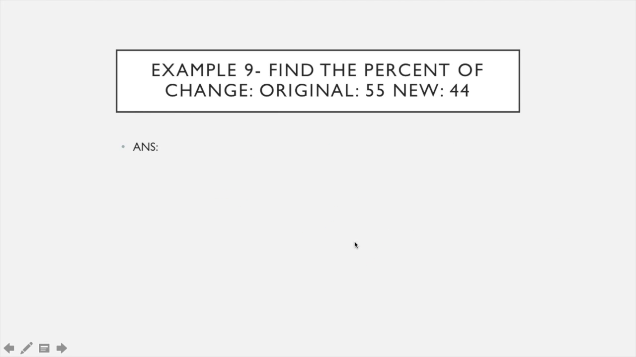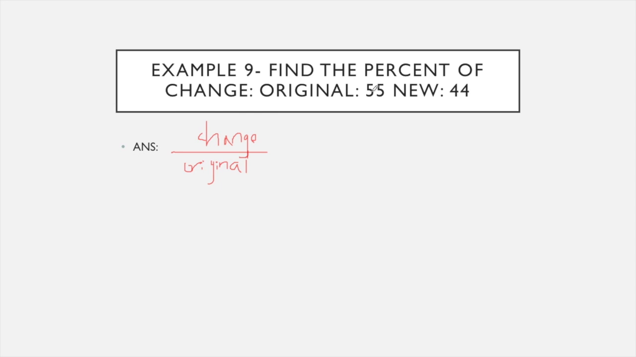Ninth type of example, finding the percent of change. So we talked about this a few sections ago. The percent of change is going to be the change over the original. And that will give us the percent change. So change over original, what are we going to get?